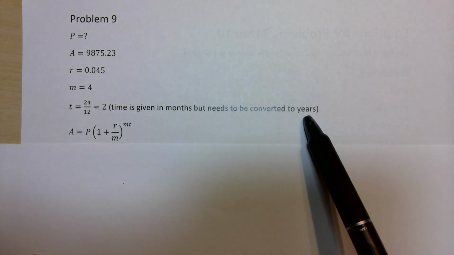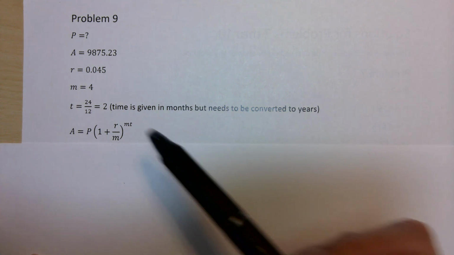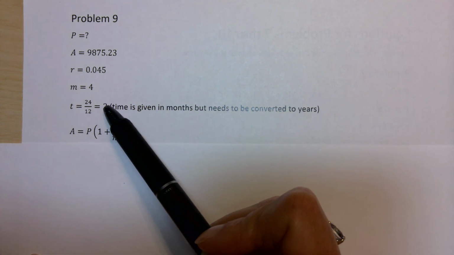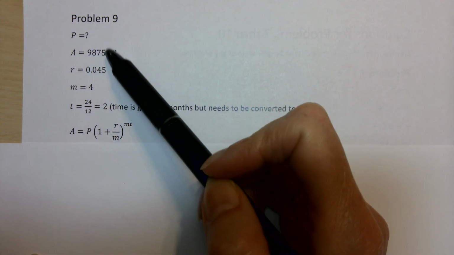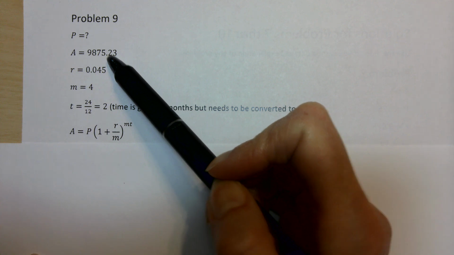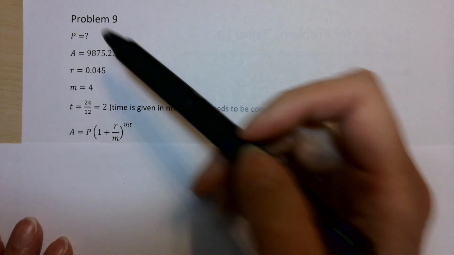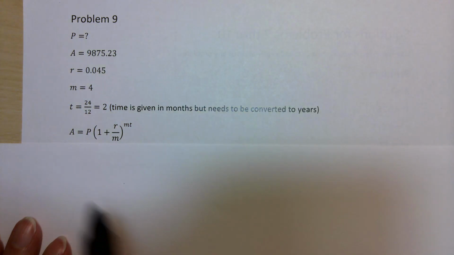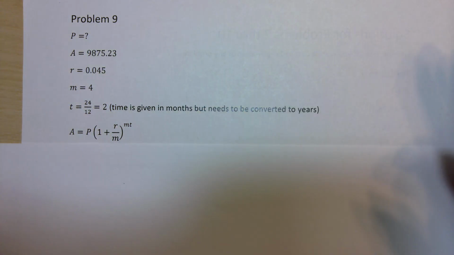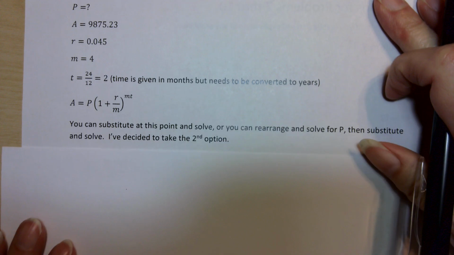Again, you do not have to write the words out. That's just for clarification. So in 2 years, we need to know where we started. We do know where we ended up. And so same formula because it's compound interest. We're looking for P. So this time I've rearranged the formula and solved it for P just to show you a different option.